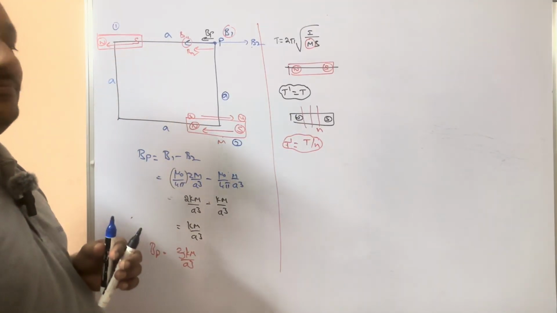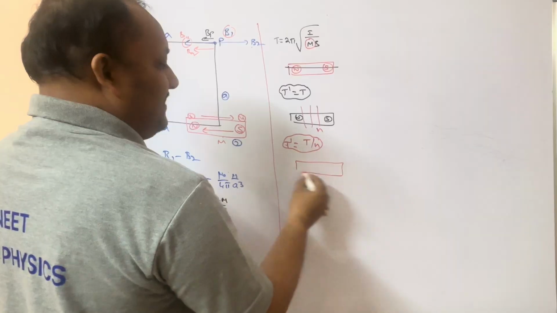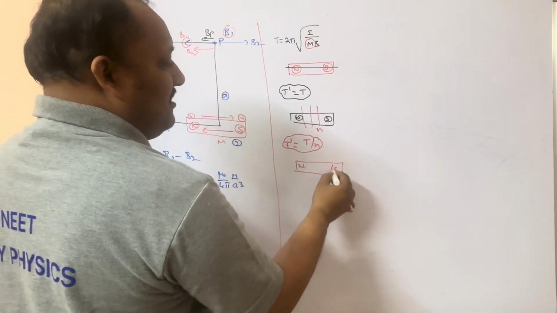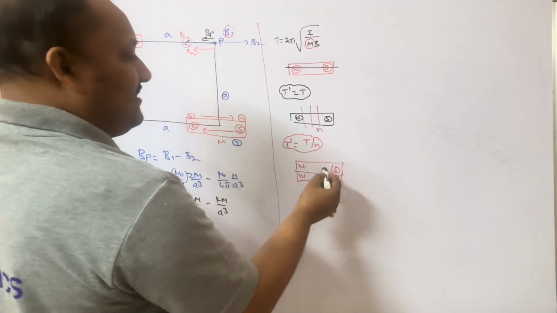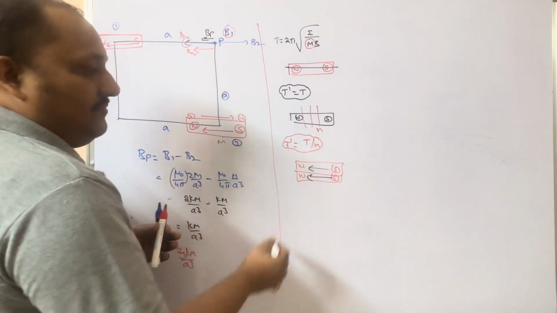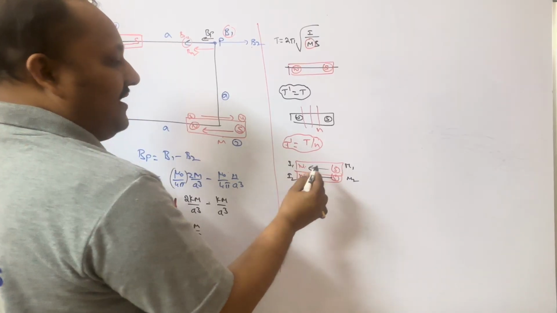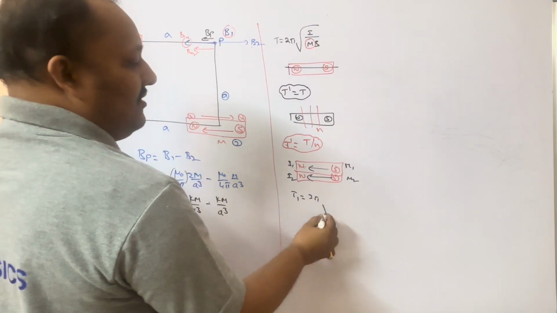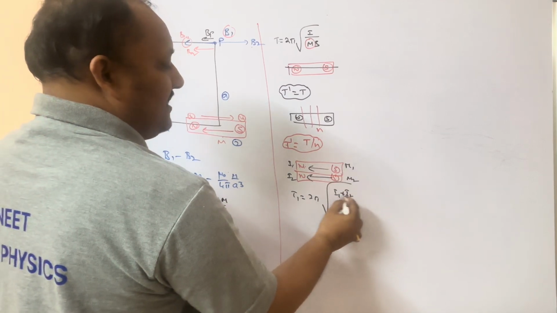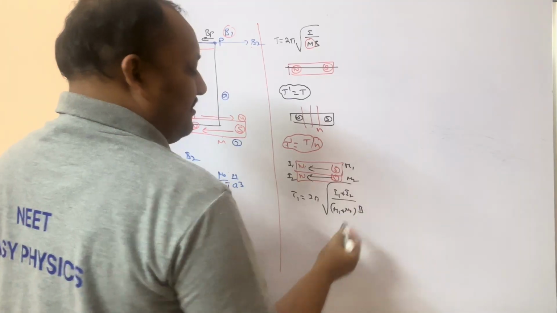Very important model. Next, if two magnets are touching with same poles, north pole, south pole, two magnets of magnetic moments m1, m2 and moments of inertia I1, I2. Then time period is going to be T1 equal to 2 pi root I1 plus I2 by, in the same direction, m1 plus m2 into B.